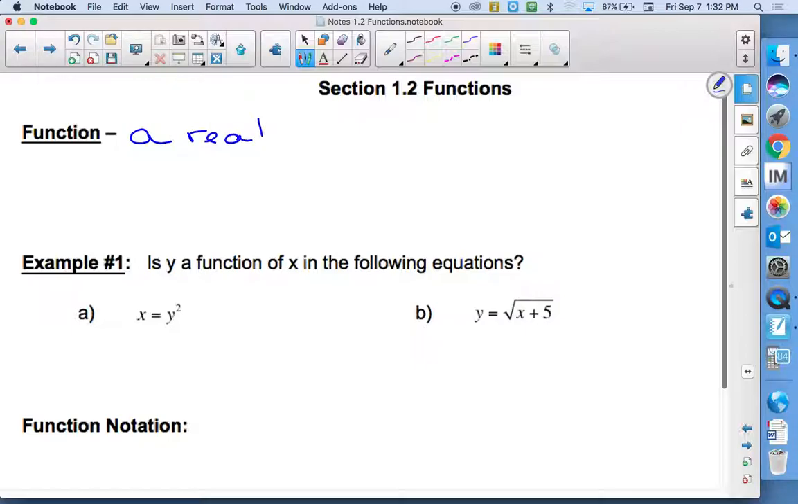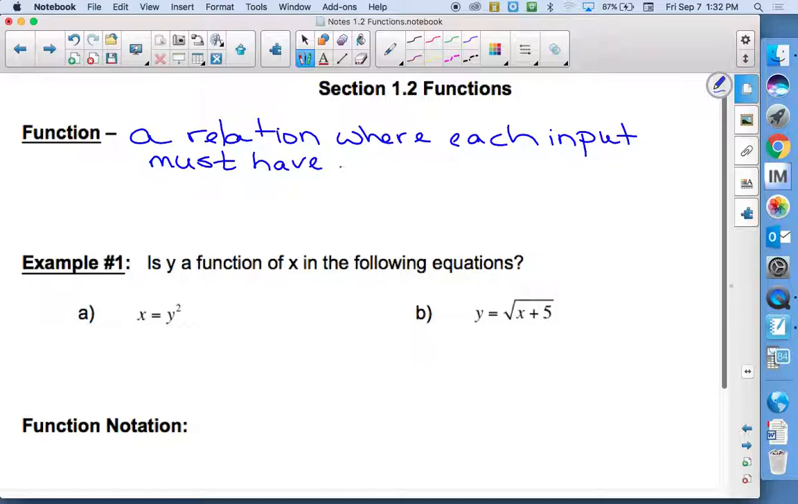So we say it's a relation where each input must have exactly one output. Where each x can be paired with only one y. Input x, output y. So a function can be as basic as a set of points.